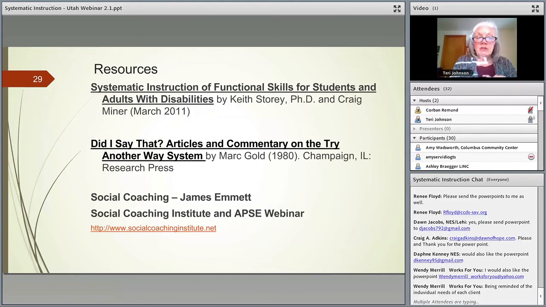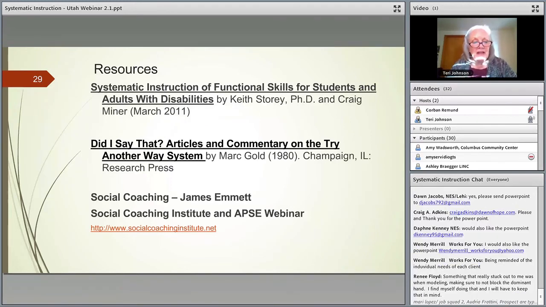A more recent book is by Keith Story, Systematic Construction for Students and Adults with Disabilities. Great book. Keith Story was a PhD student under Tom Bellamy, one of the authors of the Red Book. So when I read this second book, I was looking for consistency, and it was definitely there. Fascinating book is Mark Gold's book, Did I Say That? Based on articles and commentary on the Try Another Way system. So in 1980, he kind of looked back to some of the articles he'd written. And this book is just summarizing some of his commentary. You read the article and then he kind of chimes in on that.